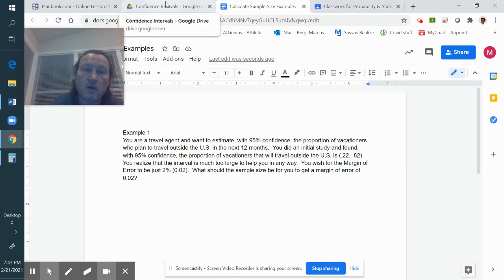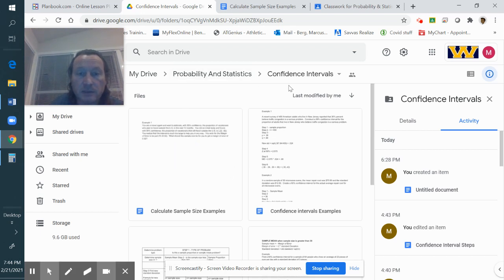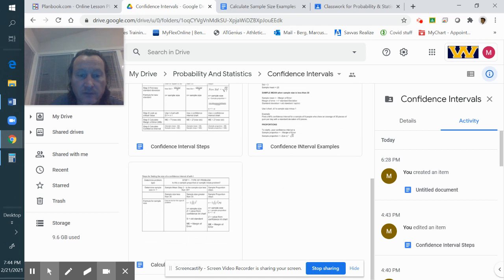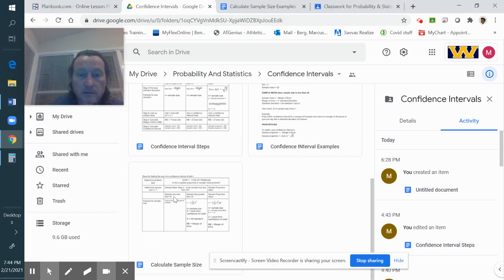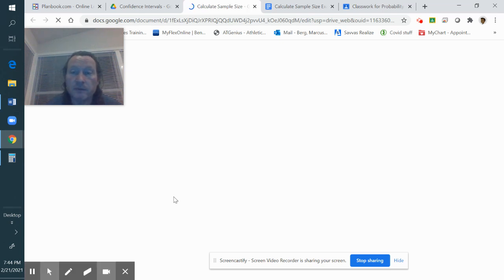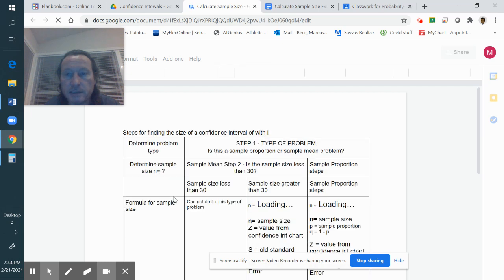So if we go back to here, this is your Google Drive, shared drive, and probability statistics and confidence intervals, same place where we found the other notes. We're going to go to confidence interval. Now we're going to go down here to calculate sample size. So we can open that up. That's in our shared drive. And this will give you the steps to do this problem if it ever opens. There we go.